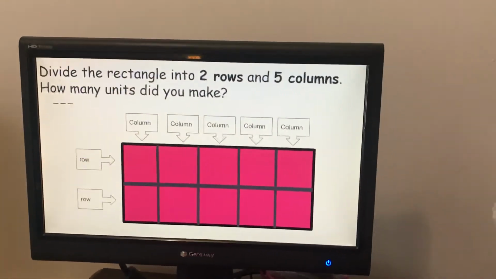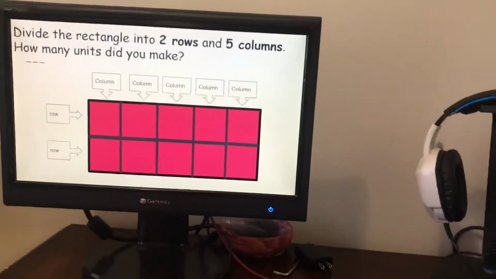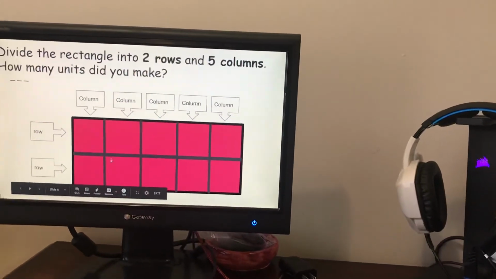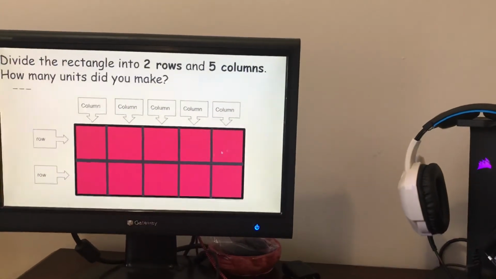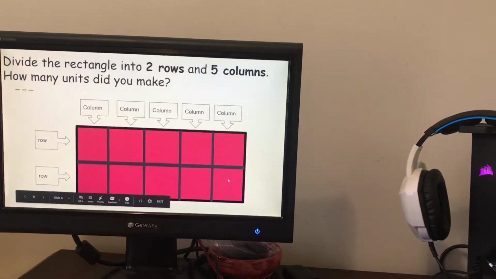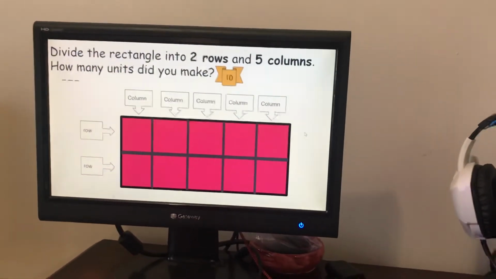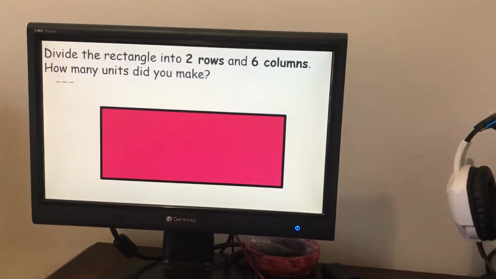Okay, how many units did you make? Well, you can count all of them, right? Or what you can do is you can do 5 plus 5 equals 10, right? Good job. Wait, let's do one more.